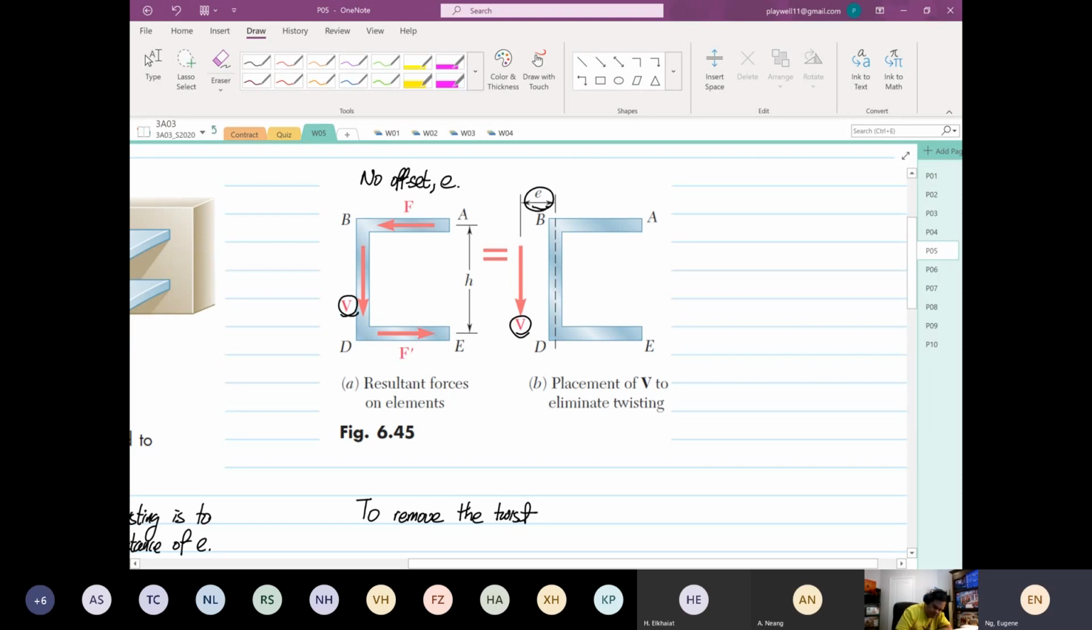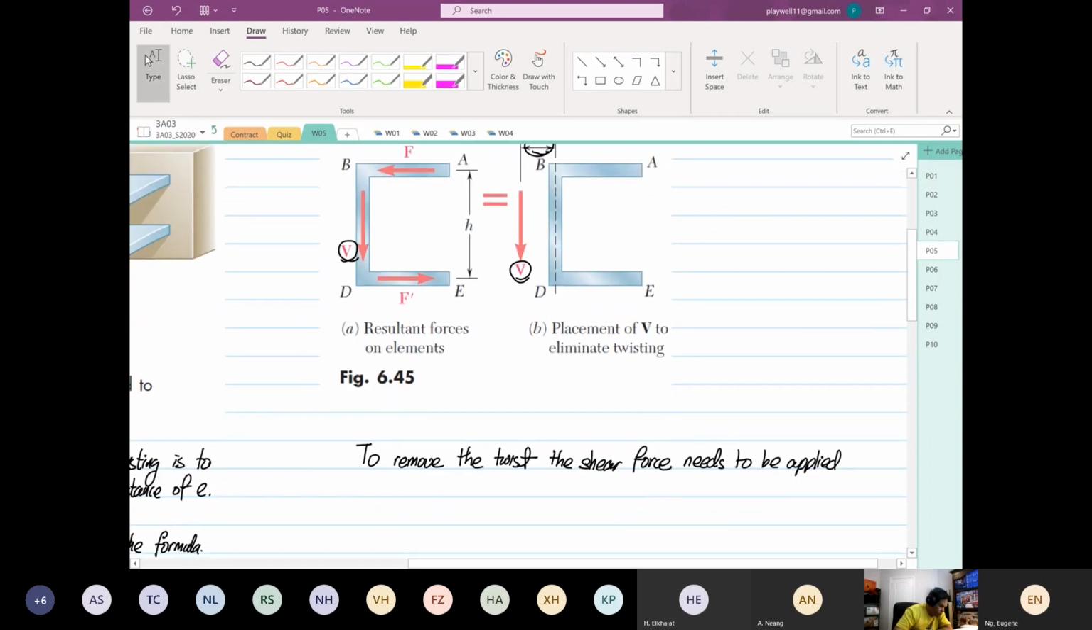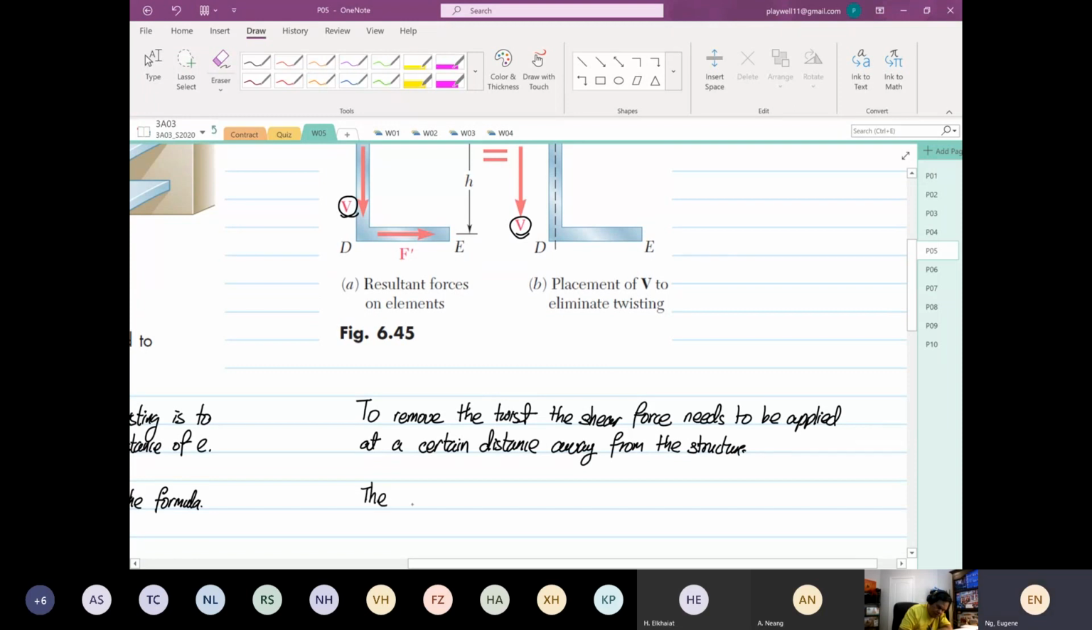right, the shear force needs to be applied at a certain distance away from the structure. Okay. So this distance E, okay, is also known as the shear center, like what I've written before, right?